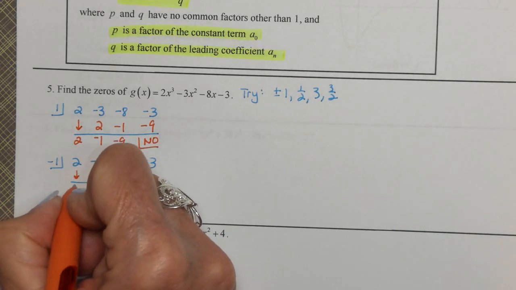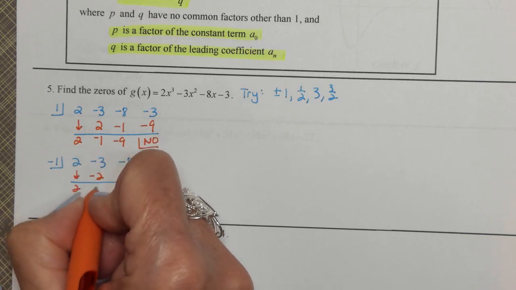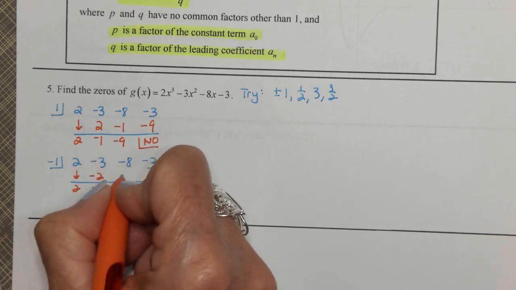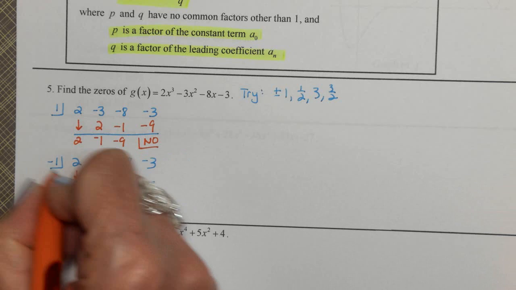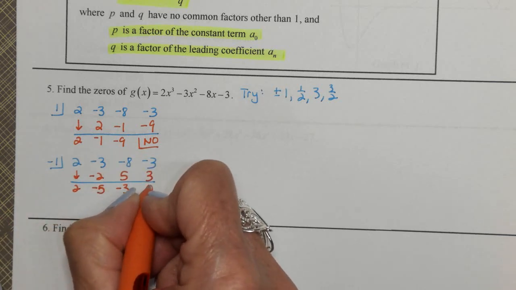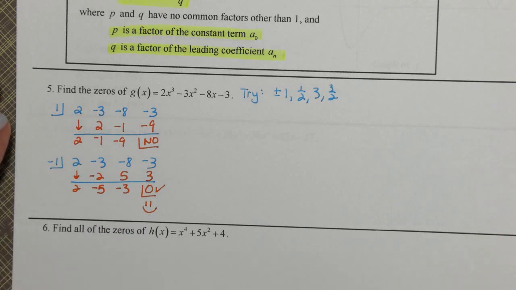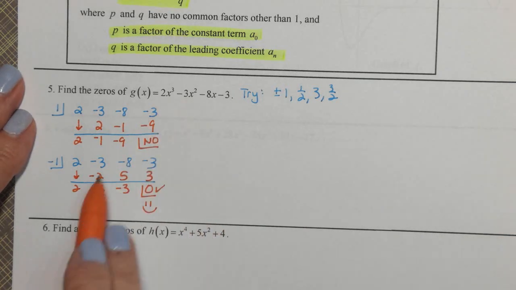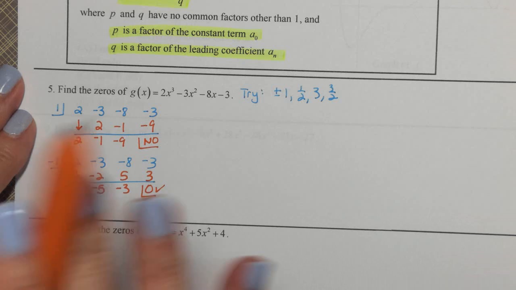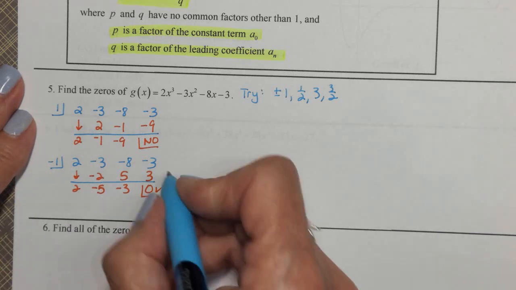Okay, bring down the 2. Multiply, add, multiply, add, multiply, and add, and we do get 0. Yay! We found one, and it was cubic, so now I know I'm down to a quadratic, so I'm not going to have to guess and check anymore.